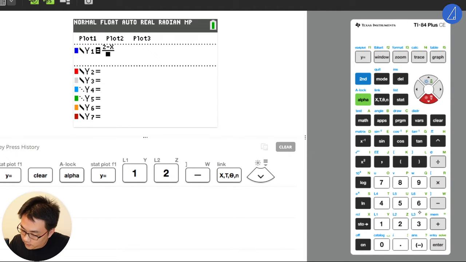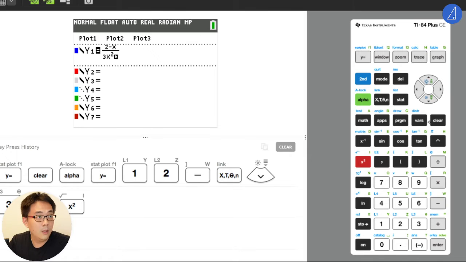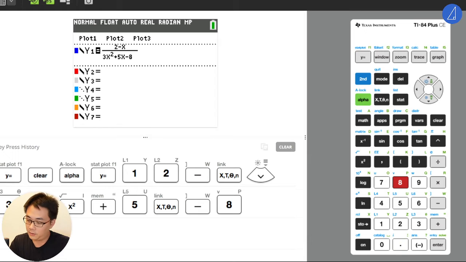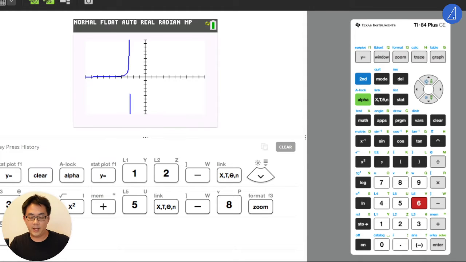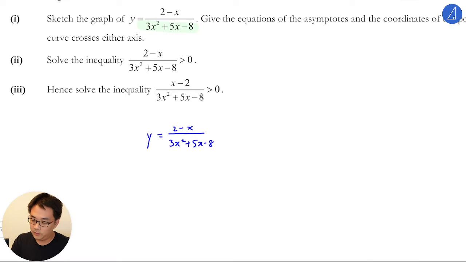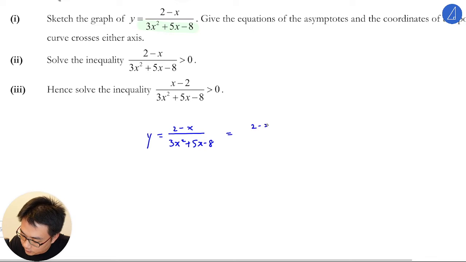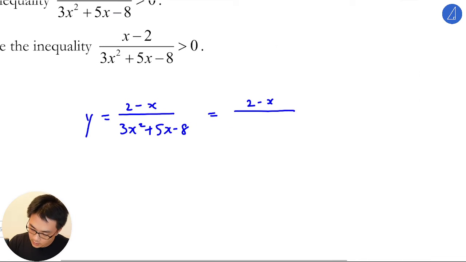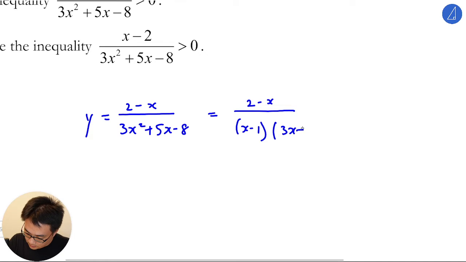We have 3x squared plus 5x minus 8. Okay, then you graph it. This is what you get. So not an issue. When you draw this out, you know that there are two vertical asymptotes. Factorize the denominator. Not an issue. x minus 1, 3x plus 8. Okay.